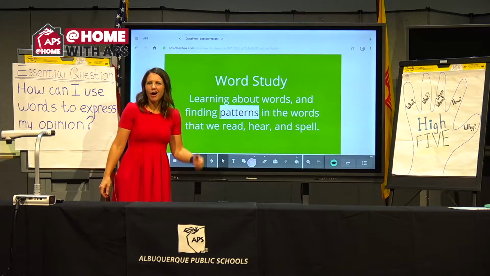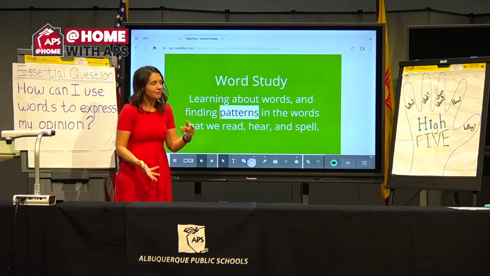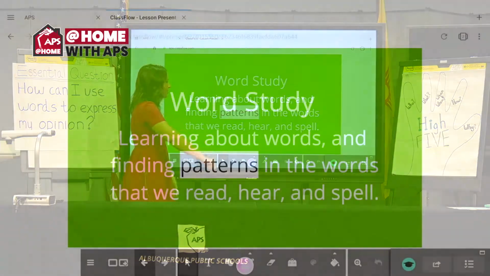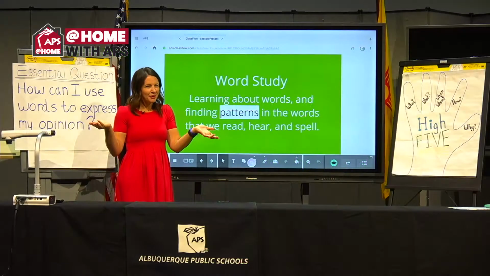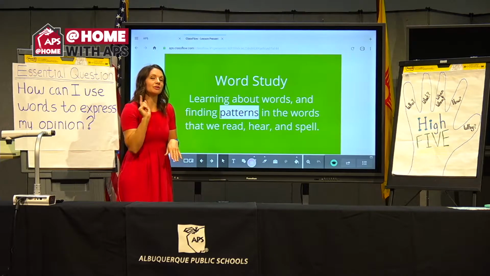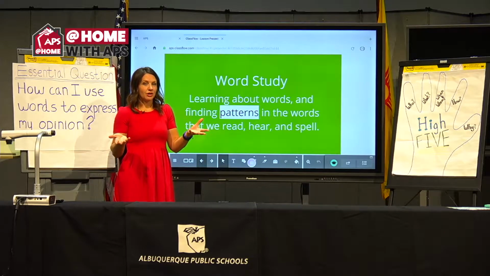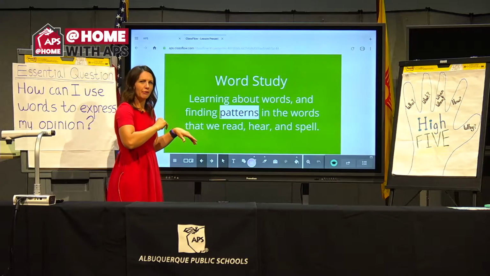Word study. I always put the same first slide because word study is learning about words and finding patterns in the words that we read, hear, and spell. 3rd, 4th, and 5th graders, we are getting exposed to larger words. But remember, the larger words are just made of smaller parts. I'm trying to show you some of those patterns that will help you to look at those larger words, understand those larger words, use those larger words to be a little bit more powerful.